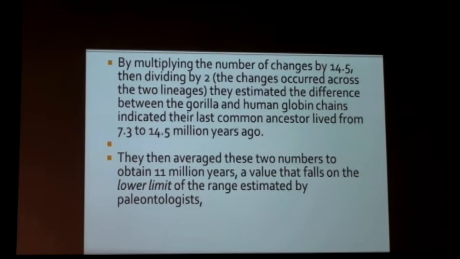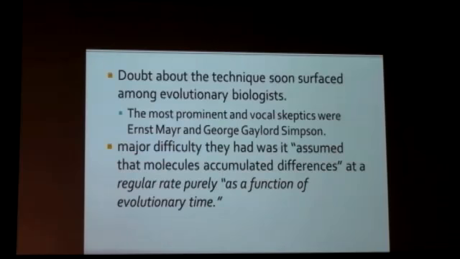And anyways, it's multiplying, dividing, and so on. And they got 11 million years difference, which is close to the limit estimated by paleontologists. So they got a good start. But within a matter of time, when they published this paper, the two prominent vocal skeptics were Ernst Mayr and George Gaylord Simpson, probably the most leading evolutionists, well, at that time and still today.